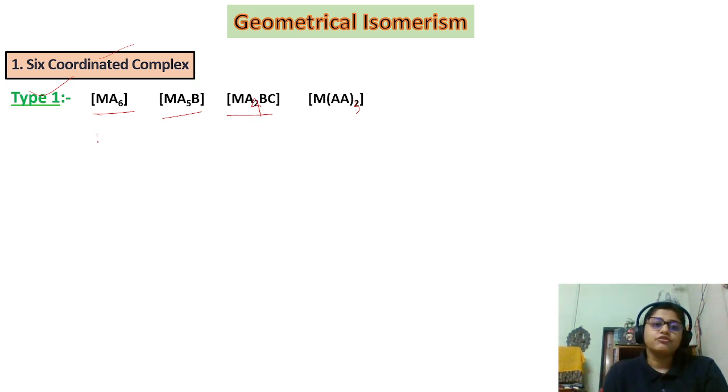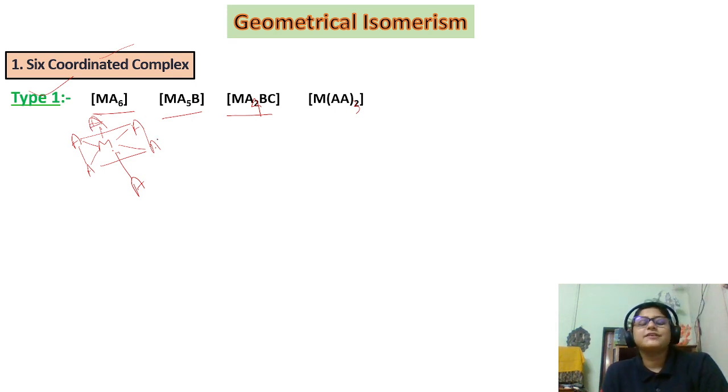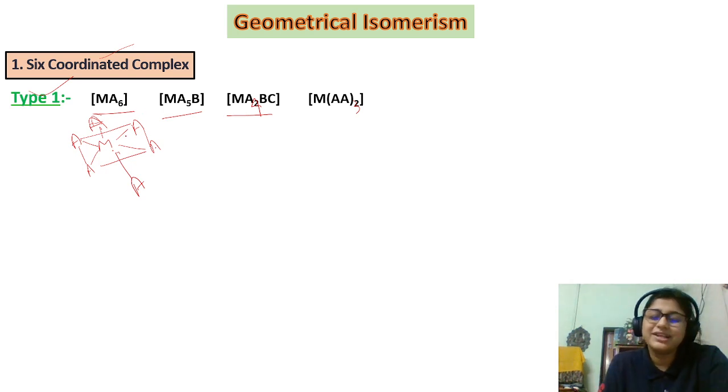So how can we draw M with A, A, A, A, A, A? Octahedral will be the geometry, right? For the 6 coordinate complex. So this is the structure. So all the ligands are same, so no geometrical isomerism because all the ligands are same, right?